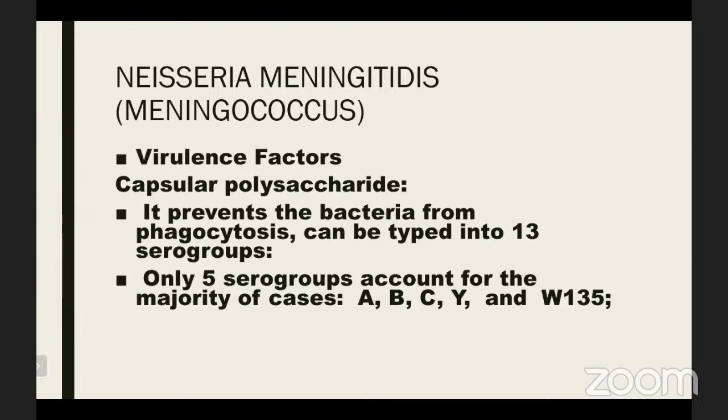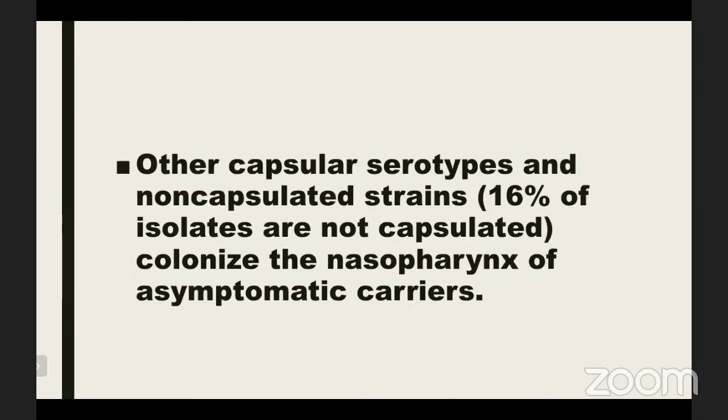Neisseria meningitidis is otherwise known as meningococcus. First one is the virulence factor, capsular polysaccharide. Capsular polysaccharide will prevent the bacteria from phagocytosis. It can be typed into 13 serogroups. Only 5 serogroups account for the majority of cases. The 5 serogroups are A, B, C, Y, and W135. Other capsular serotypes and non-capsulated strains will colonize the nasopharynx of asymptomatic carriers. Only 60% of isolates are not capsulated.